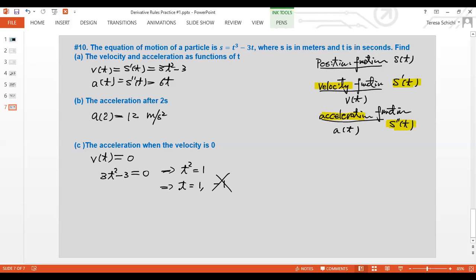So I know that at 1 second, the velocity of this particle is equal to 0, and then I want to find the acceleration. Basically, you want to find a(1). What is a(1) here? It's 6, so it's 6 meters per second squared.